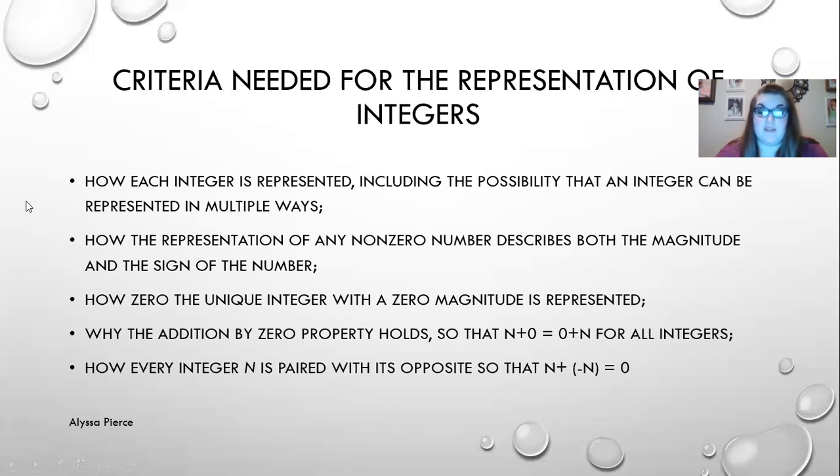Why the addition by 0 property holds, so that n plus 0 equals 0 plus n for all integers, and Heather's going to go over the addition by 0 property up next. And we have how every integer n is paired with its opposite, so that n plus -n equals 0.